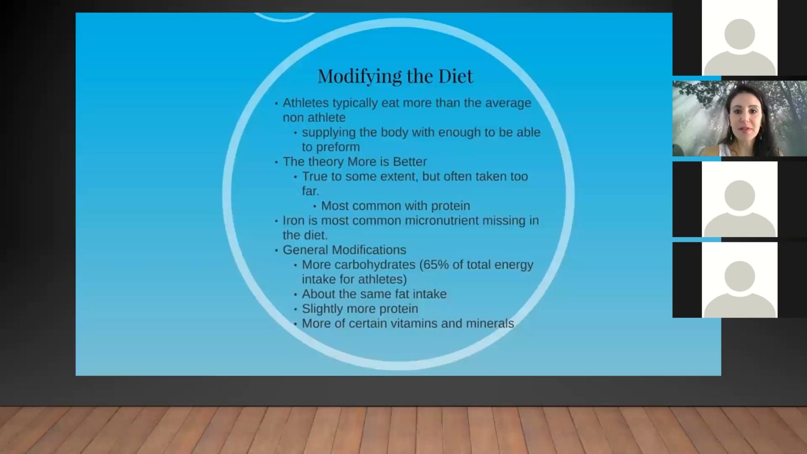Now, athletes typically eat more than a non-athlete, which makes sense. Often you hear that more is better. It's not true with protein. It's a misconception. Iron is actually the most common micronutrient that's missing in the diet of athletes, so you might want to be checking in the blood work if you're an athlete. And then more carbohydrates, like I mentioned before, are going to really help the athlete's performance and recovery. But fat and protein should really be the same. It's really the carbs that should be increased.